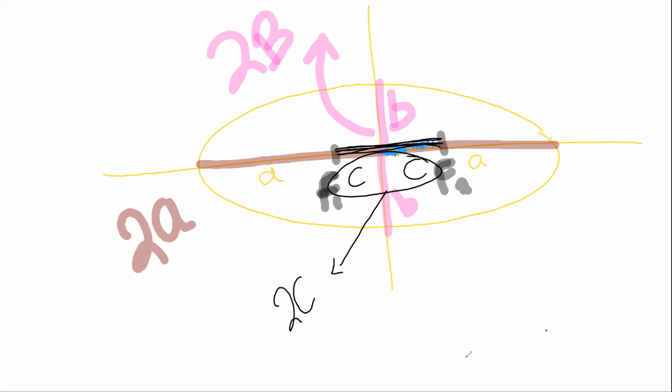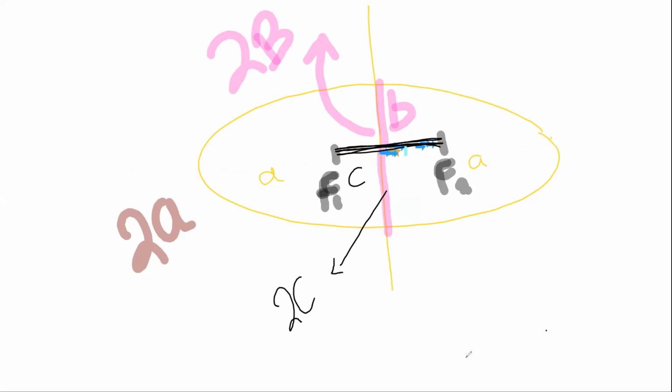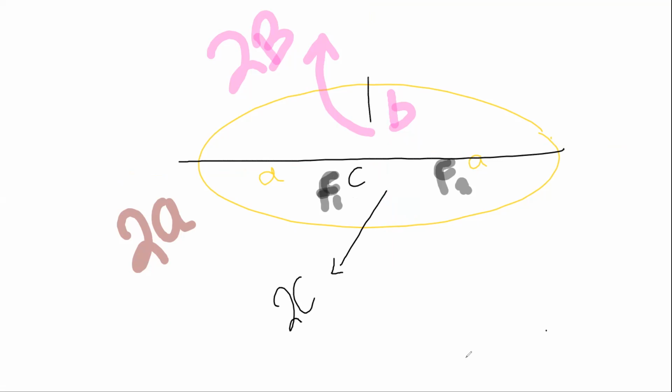Okay, here are the foci. From the center to F2 is C, and from the center to F1 is also C. So the distance will be 2C. So the length of the major axis is 2A, the length of the minor axis is 2B, and the distance between the two foci is 2C. Deal? Yes, teacher.